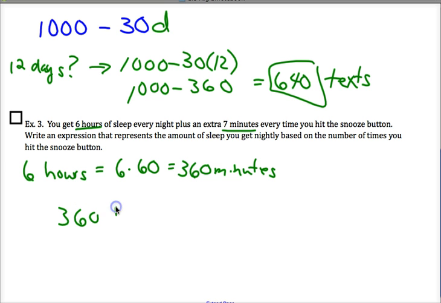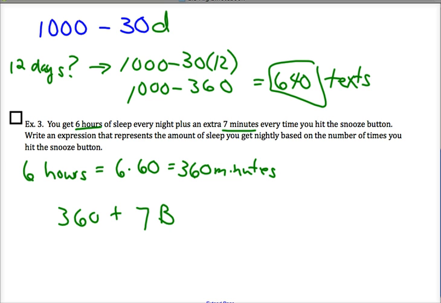That's what you start with, plus every time you decide to hit the snooze button, you get 7 more. So you can get 7 if you hit the snooze button once, you get 14 if you hit it twice, 21 3 times. This area over here, the 7 is what could change. It might not be 7, it might be 14, it might be 21. So this is where you need to have your letter. I'll put a capital B for button, snooze button.